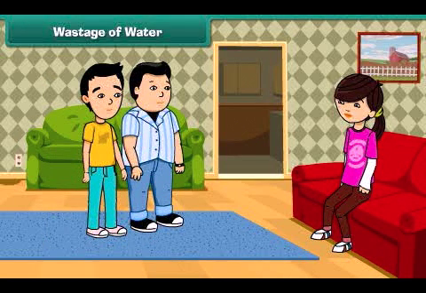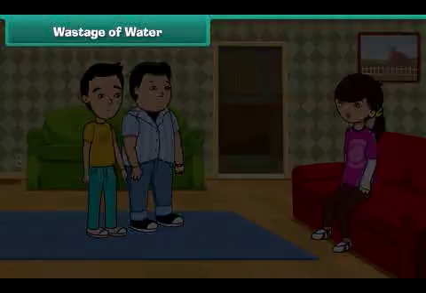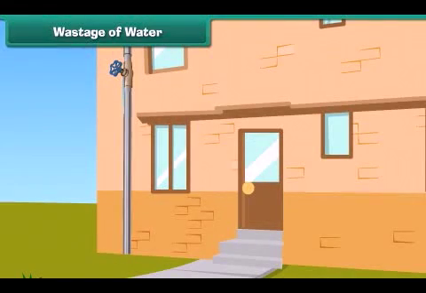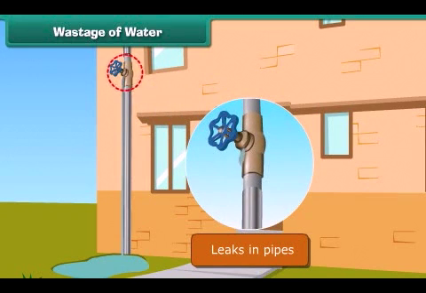We should not waste water while doing daily activities. We all use so much water while brushing teeth or washing dishes. Sometimes large amount of water gets wasted through small leaks in pipes and dripping taps.